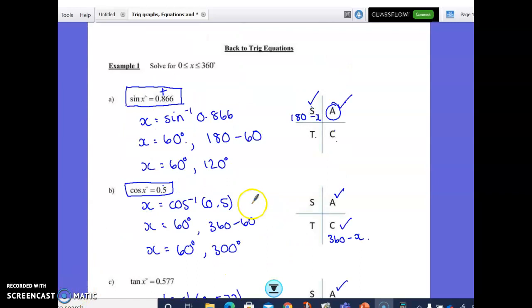Okay, I'll let you practice some of the positive ones, and then we'll go on and have a look at the negative ones.